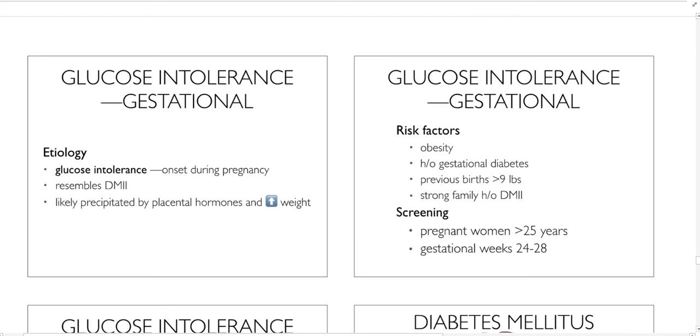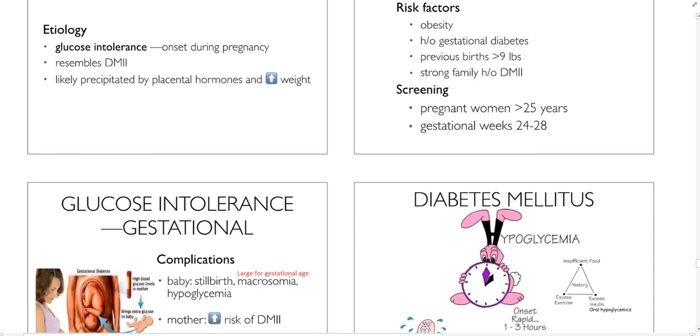Risk factors for gestational are going to include pre-gestational obesity, a history of gestational diabetes, having previous births that had babies of more than 9 pounds, having a strong family history of diabetes mellitus type 2, and we will do screening for anyone who's over 25 years old and for all women who are weeks 24 to 28. That's typically when we're going to see it taking place.